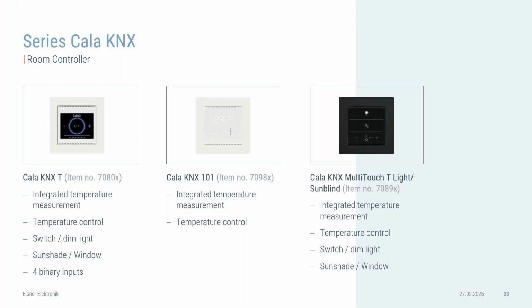Next up, we have the Kala KNX Multitouch T-Light and Sunblind. I like this one quite a lot because in some office applications, I speak from some experience, you always have some special customers that really like to see, okay, is the changeover really 1 degree or just a half degree? In order to avoid that, we have visualized the set point change in 3 steps with LEDs. So you can see on the bottom row, you don't have the 7 segment display where you have 23 point 2 degrees, but you have the 3 different set points that you can use to increase the heating and to lower the heating.